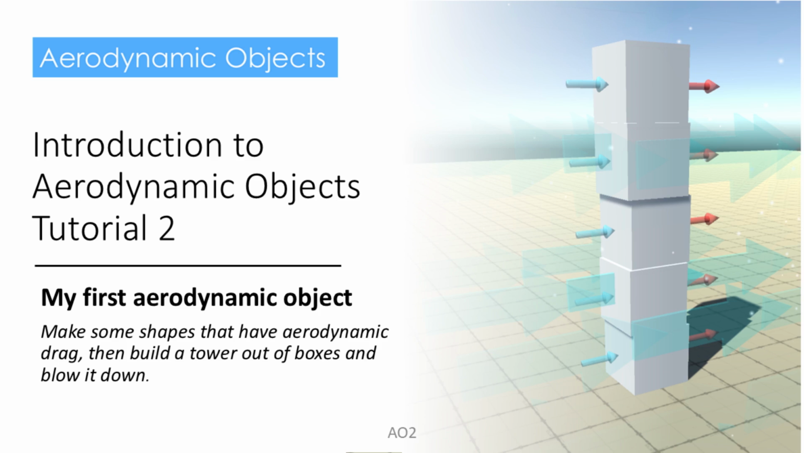Welcome to Introduction to Aerodynamic Objects, Tutorial 2, my first aerodynamic object. In this tutorial I'm going to make some shapes that have aerodynamic drag, let them move with the wind, and then build a tower of boxes that we can blow down.